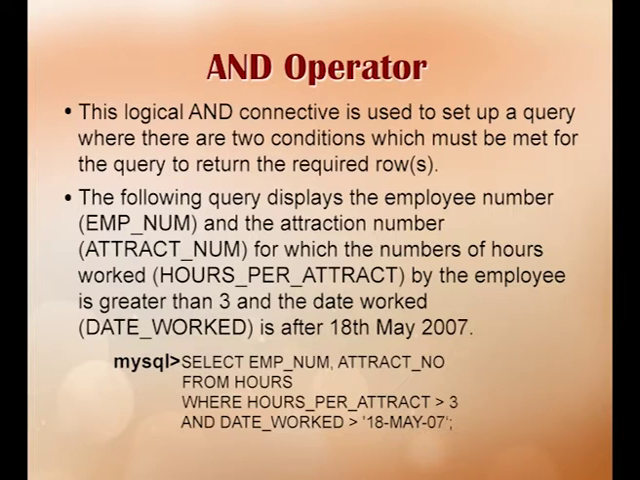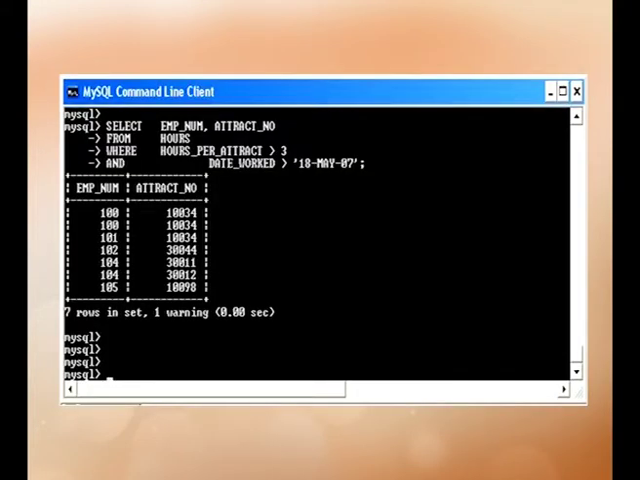For that particular query, I can use select employee number, attraction number from hours table, where hours per attraction greater than 3 and date worked is on so and so. After this, there is a simple mistake over here. Instead of greater than, I have to use equal to. So there is a slight correction, please correct it in your queries. So this is how I had used the query.